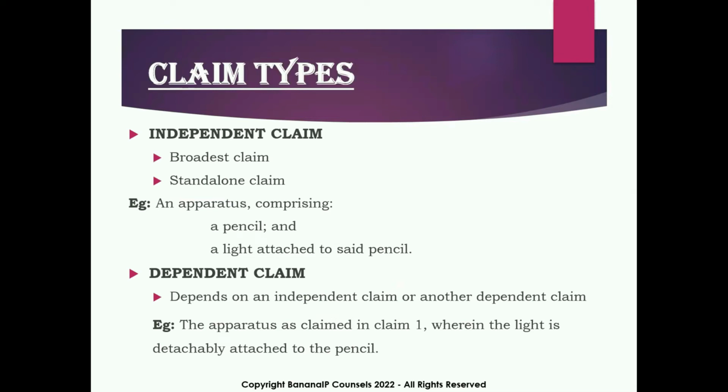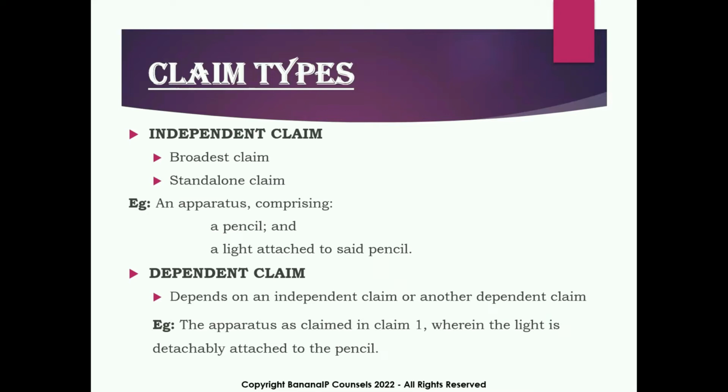So now moving on to the types of claim. The first type of claim that we'll talk about is the independent claim. This independent claim represents the broadest claim in a patent application. It will be a standalone claim and will not need any limitation from another claim to be complete. So this claim is complete in itself.